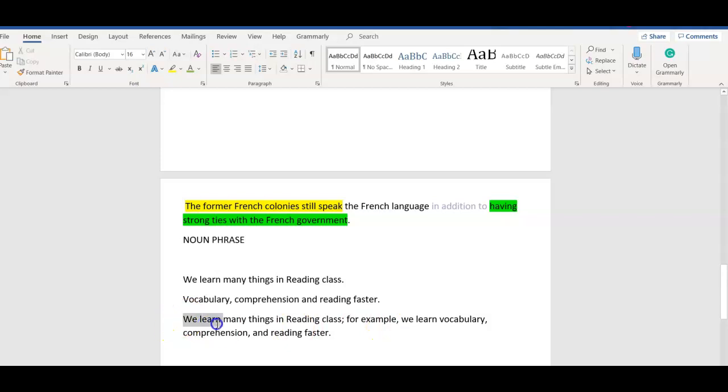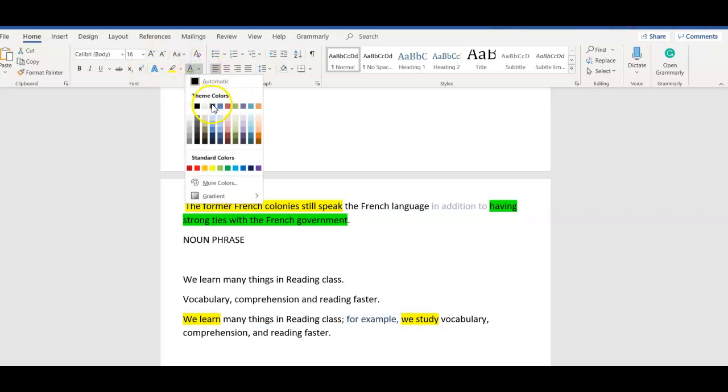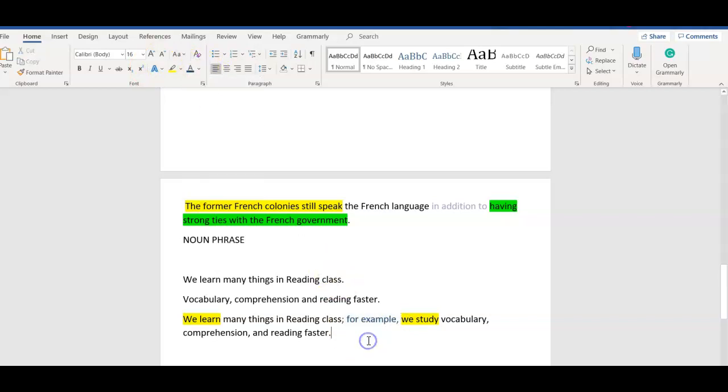So you notice that we have two subjects and verbs. Unfortunately, they're both the same in this case. That probably wasn't the best example. Instead of we learn, I could say we study. Okay, vocabulary, comprehension, and reading faster. And that is because this part is blue. For example is a blue transition word, connecting word, and that is how we punctuate it.